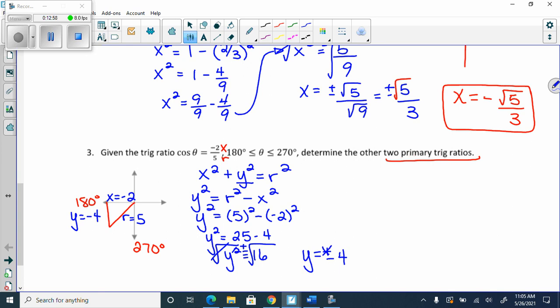Now I need the other two primary trig ratios. So I need sine theta, which is y over r, and I need tan theta, which is y over x.